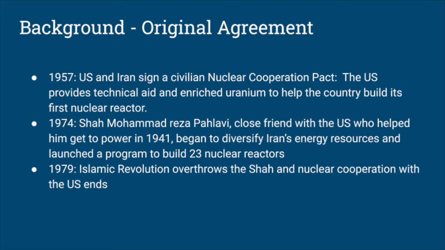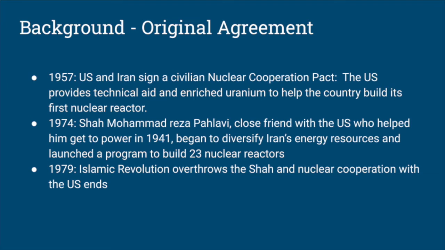The 2015 Iran nuclear deal was a very long time in the making. It could be traced back over 40 years ago. In 1941, there was a person named Mohammad Reza Pahlavi who rose to power, and then in 1953, with the assistance of the American CIA, they overthrew the prime minister at the time, Mohammad Mossadegh.